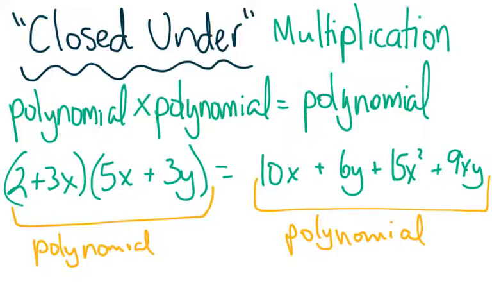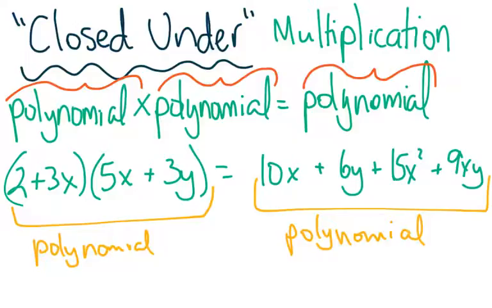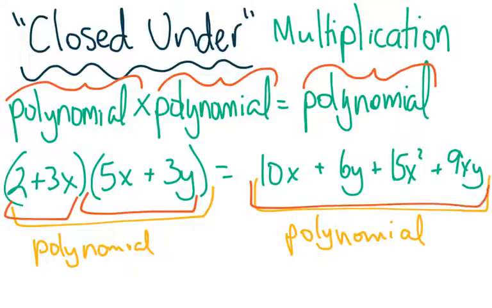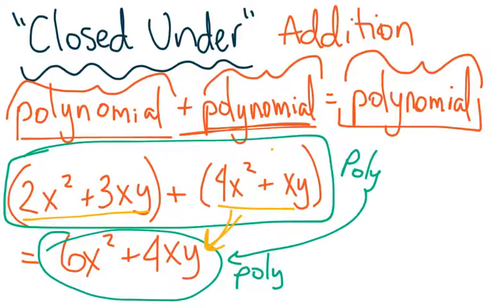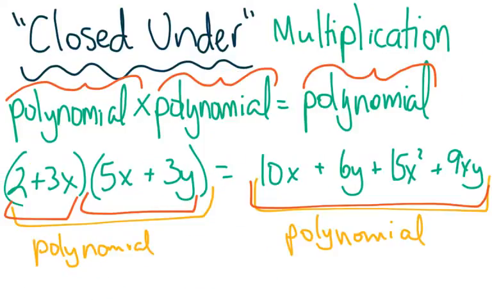Next, they are closed under multiplication. So if you multiply a polynomial by a polynomial, your answer will also be a polynomial. There's no way for it to be something else. So for example, 2 plus 3x is a polynomial multiplied by 5x plus 3y. You get another polynomial, 10x plus 6y plus 15x squared plus 9xy. So again, if something is closed under an operation, which polynomials are closed under addition, subtraction, and multiplication, if you add, subtract, or multiply polynomials together, you are always going to get a polynomial as an answer.